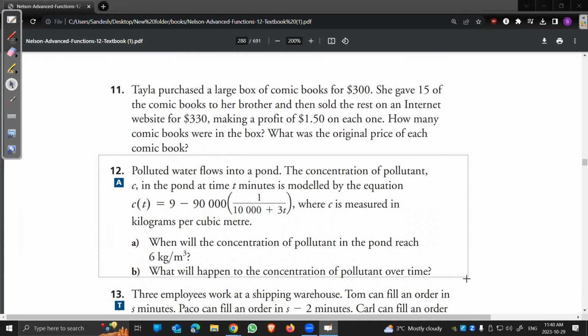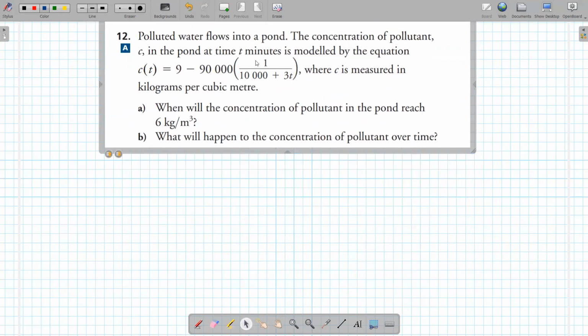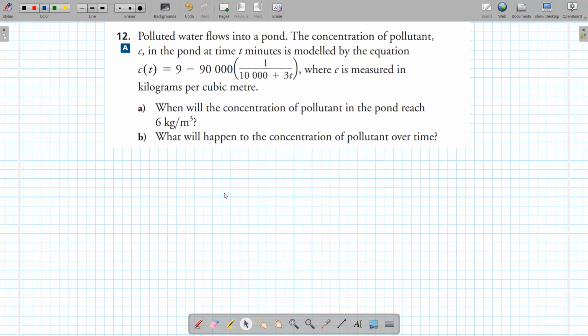Here's another question that says A's for application. So polluted water flows into a pond. We're given the concentration and we are given the time in minutes. Part A says, when will the concentration be 6? What's our game plan here? We want to find the time when the concentration is 6. That's it. Replace the y with 6.